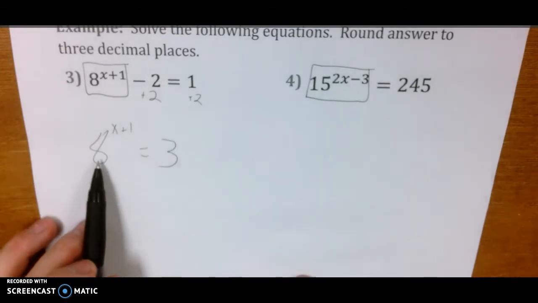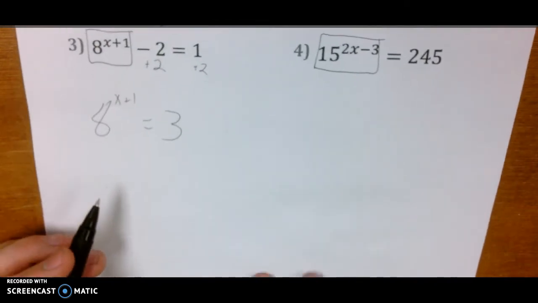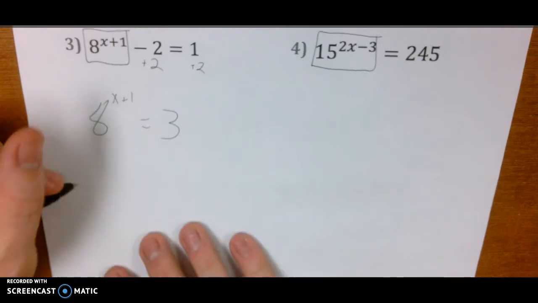Just like before, 8 to some power gives me 3. I have no idea. 8 to what power? I know it's going to be a fraction, right? Because we're going to a smaller value. So 8 to some fractional exponent, maybe the square root of 8 or third root of 8. Well, it's not third root of 8, that'd be 2. Might result in a smaller number of 3. So we have to use change of base here.